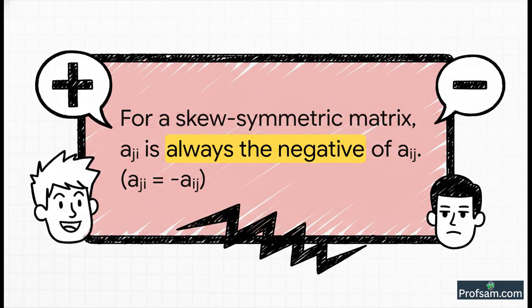Think of this as an influencer fan matrix. Imagine an influencer, i, has a positive impact on a fan, j, let's say a value of +5. But then, the fan leaves a mean comment, so the fan has a negative impact on the influencer, -5. See? It's a totally opposite reaction. And that's exactly the rule for skew symmetric matrices. Aij is equal to negative Aji.